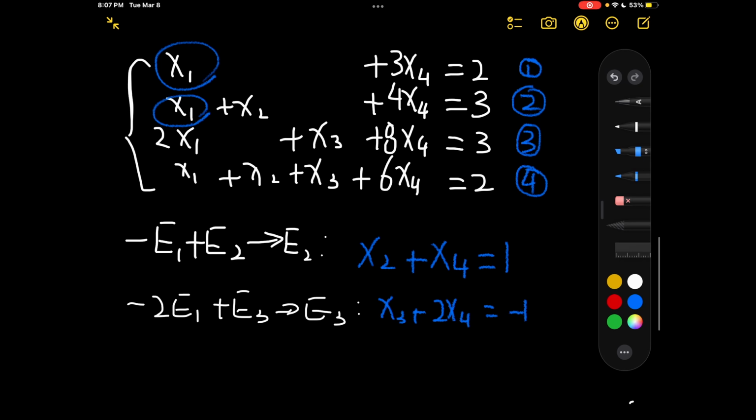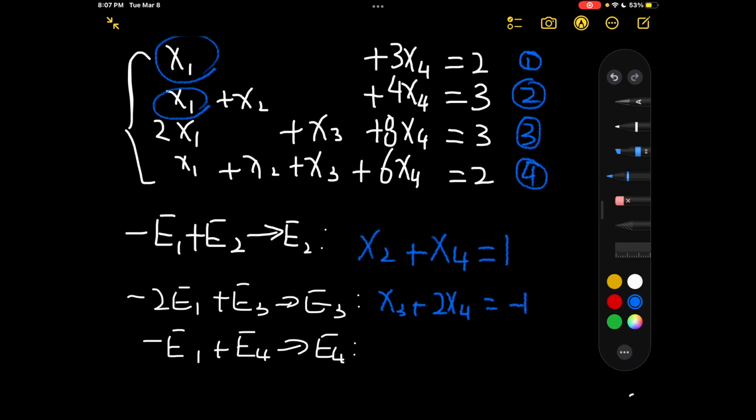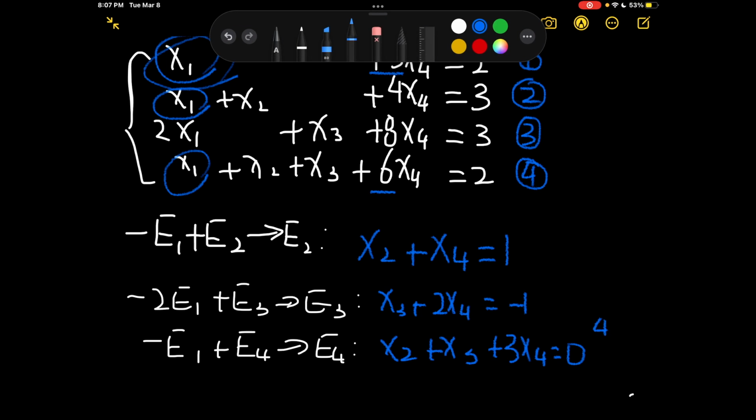The third operation is negative equation 1 plus equation 4, replacing equation 4. This and this cancel out, leaving x2 plus x3, and 6 minus 3 is 3x4, equals 2 minus 2, which is 0. That's our new equation 4. This is equation 3 now, and this is equation 2 now.